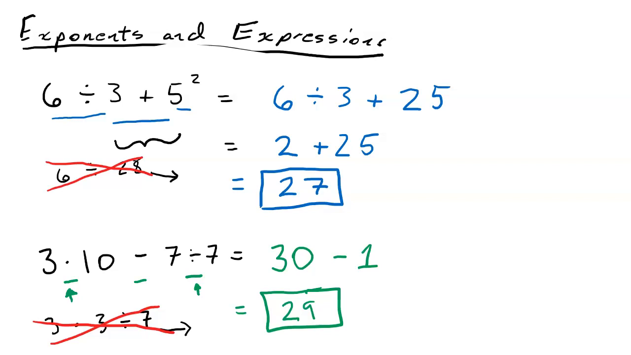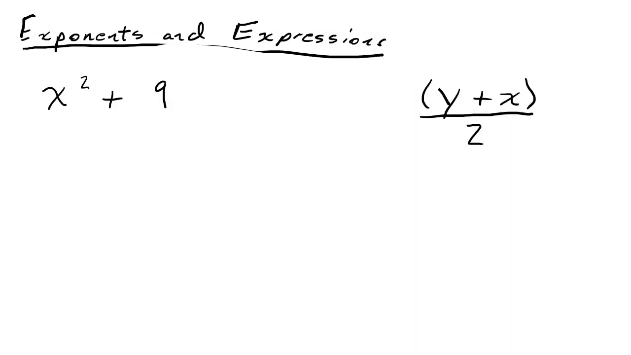Now let's talk about evaluating expressions. Okay, here we have two expressions with different variables, x and y. So this right here is called a variable, this x. And what a variable is, it's just a stand-in for a number.